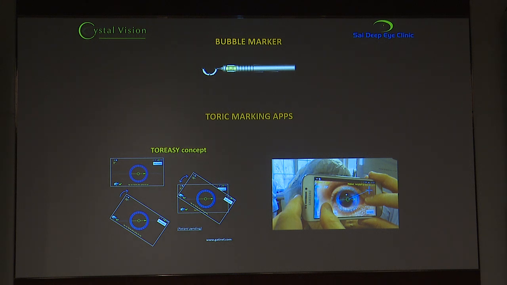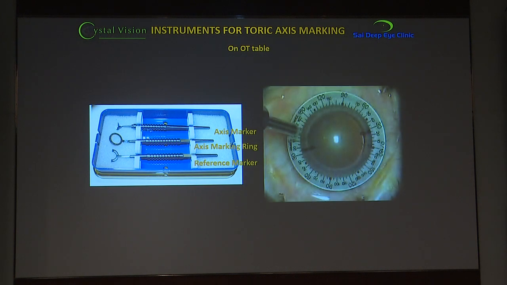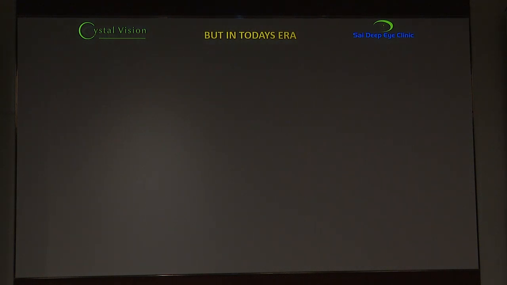We have quite a few smartphone apps like the Tor Axis or the Tor Easy, which is being used, but again, one needs to point out that it uses the gyrometer of the smartphone. But in these, the main problem is the surgeon or the person doing these measurements or doing these markings has to have a perfectly steady hand, and a little bit of movement here and there can again cause a variation in the axis. Now again, on the OT table, there are manual markers available. Again, thick dots over here can result in a wrong placement of the IOL, especially a toric IOL.